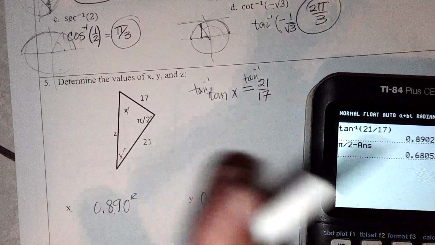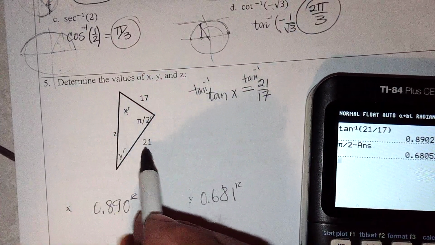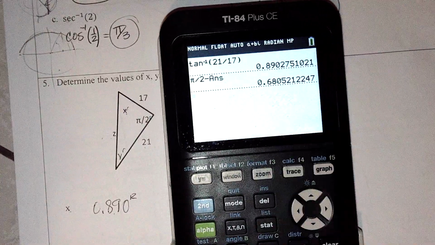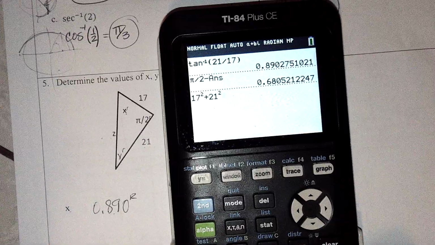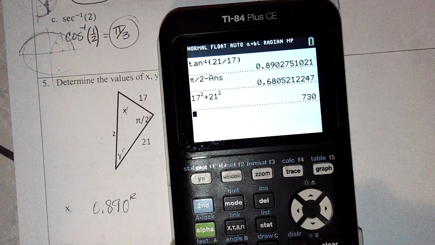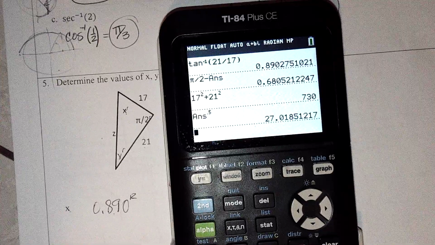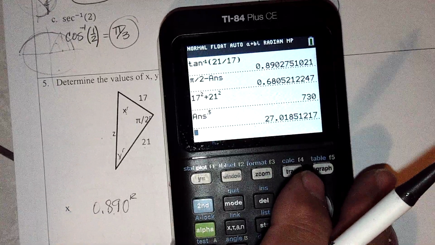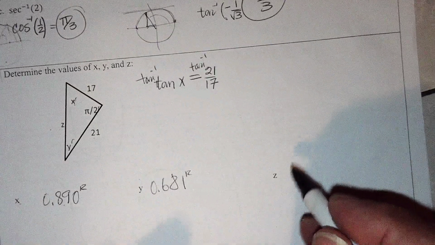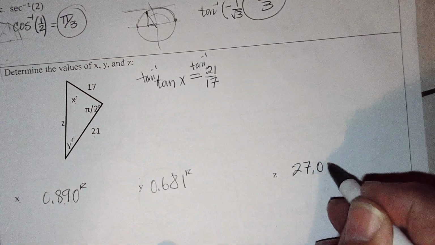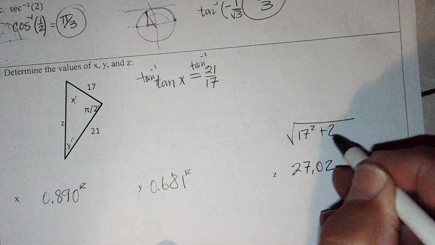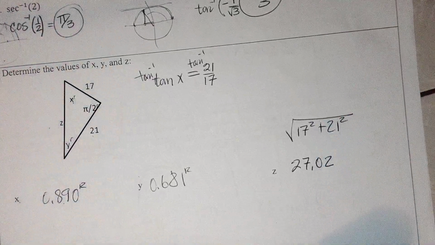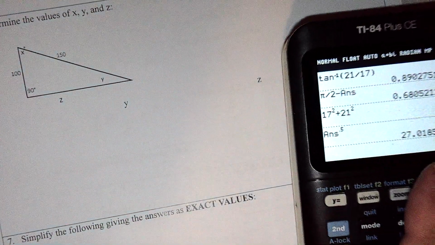And finally z, well, that's just going to be a squared plus b squared equals c squared, so it's going to be 17 squared plus 21 squared, and then take the square root by going to the 0.5 power, and I get 27.02. Square root of 17 squared plus 21 squared. Okay. 6.